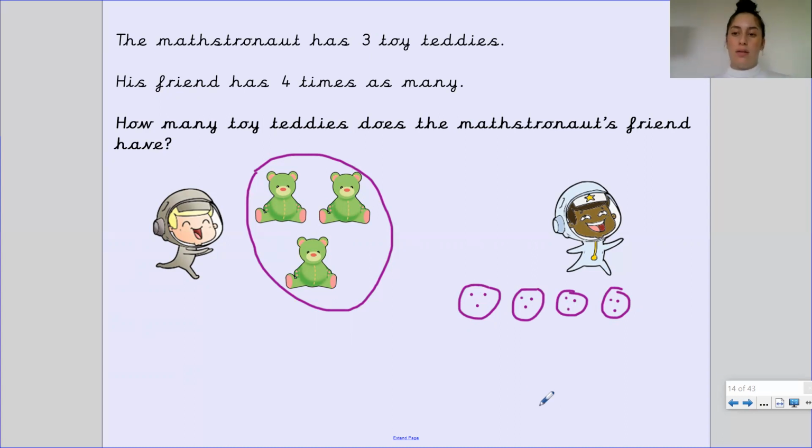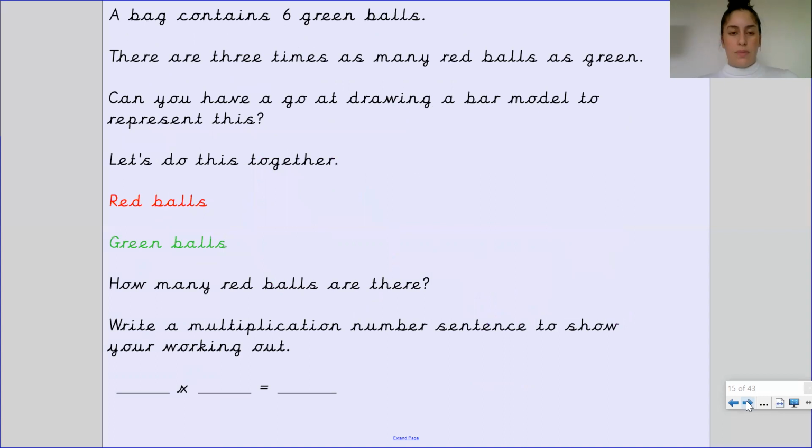So how could I write a multiplication number sentence to solve this? Well, I know this astronaut has got 3 teddies, and I know that his friend has 4 times as many. So 3 times 4 equals 12. We can count in threes: 3, 6, 9, 12. Okay.